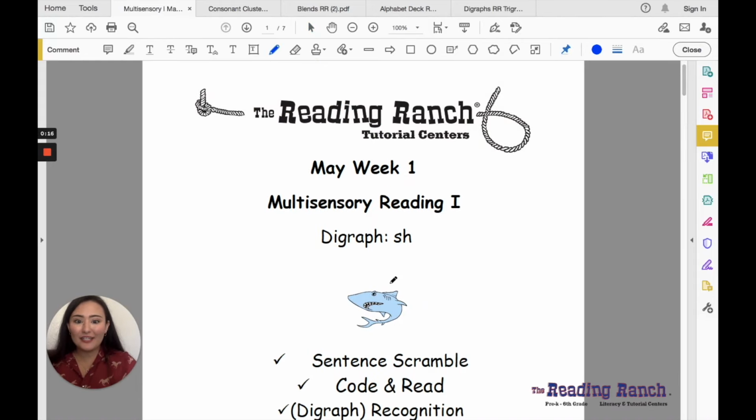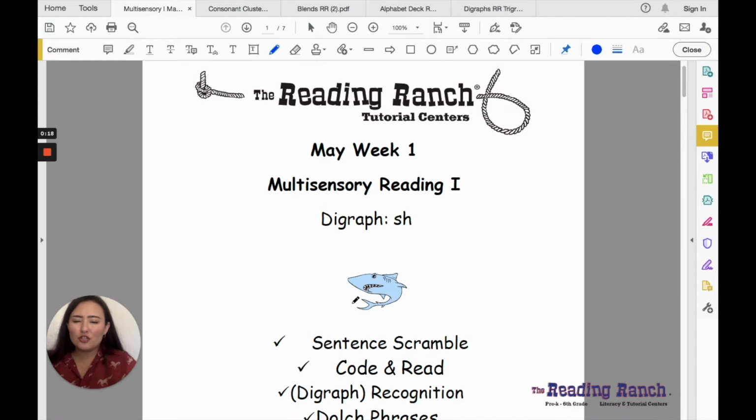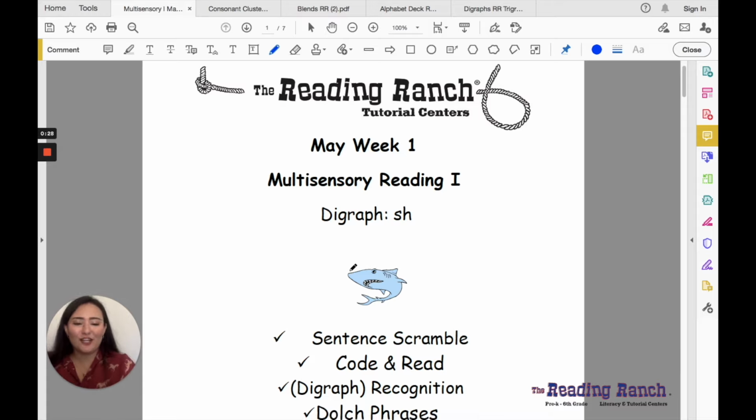Okay, we're gonna get started. So we have a shark here. What do you think our letter of the week is? Right, it's two letters. It's S-H, right? So there are two letters that make one sound. Do you remember what that's called? It's called a digraph. Great job.